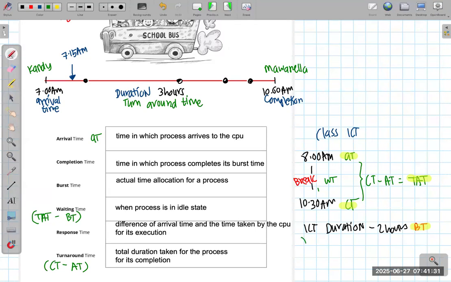Okay, what about response time? The class didn't actually start at 8 o'clock. It started at 8:05. So that 5 minutes is the response time.